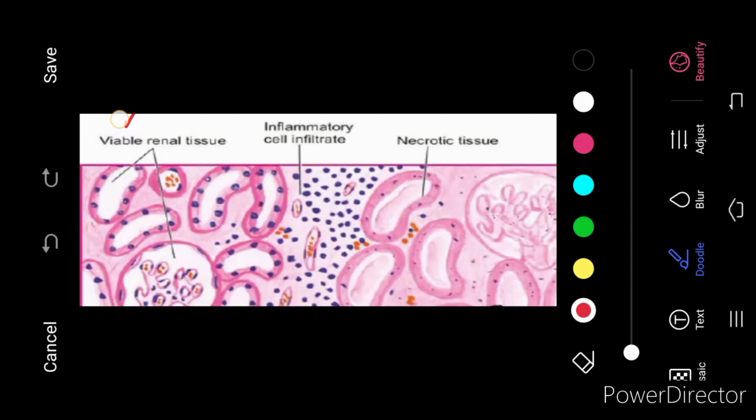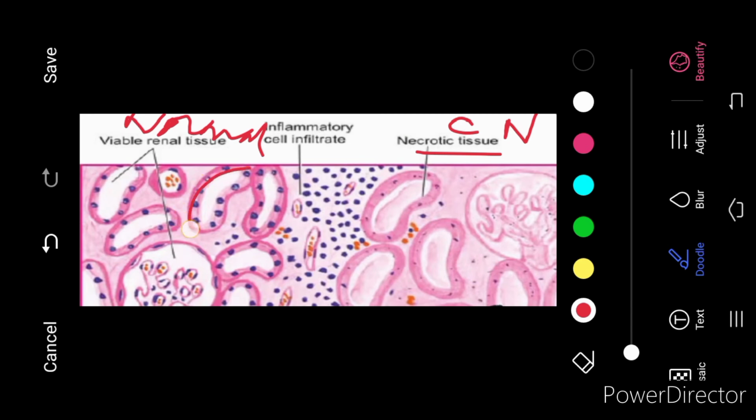Here you can see the diagram of kidney. On the left side we can see the normal kidney, and on the right side you can see the coagulative necrosis. Now compare the cells on both sides. In the normal cell we can see all three details of a cell, that is architectural detail, cytoplasmic detail and nuclear detail.